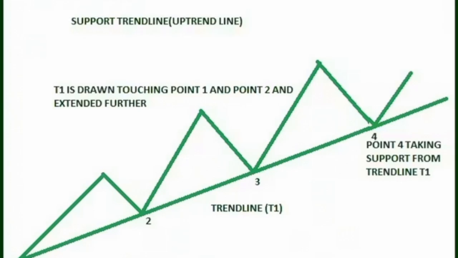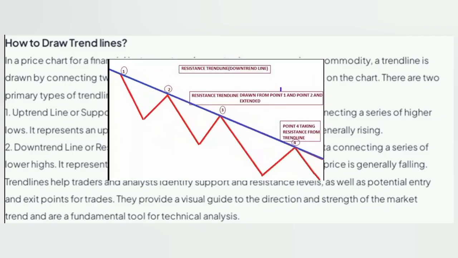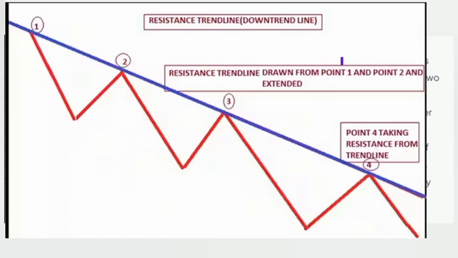1. Uptrend line or support trend line: a line drawn below the price data connecting a series of higher lows. It represents an upward or bullish trend in which the asset's price is generally rising. 2. Downtrend line or resistance trend line: a line drawn above the price data connecting a series of lower highs. It represents a downward or bearish trend in which the asset's price is generally falling.